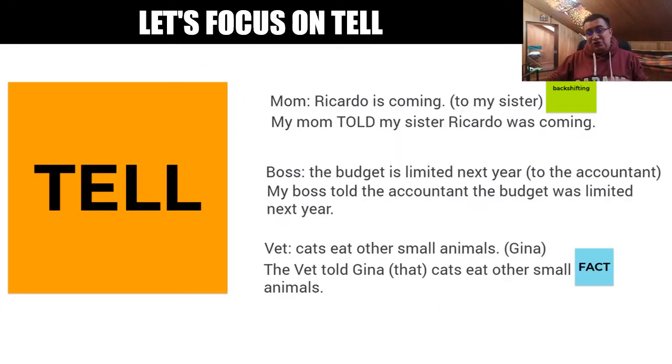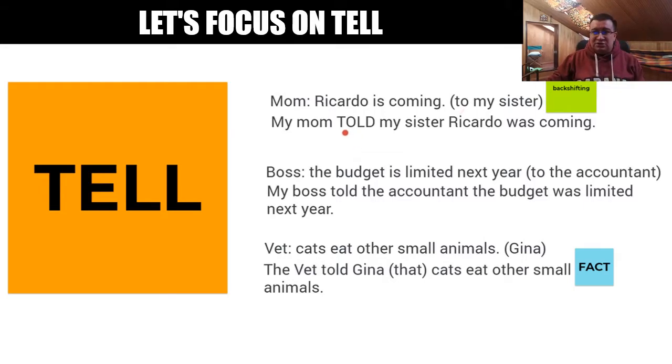Okay, now we're going to use tell for the following example so you get a hold of it, okay? Now, the next one. Maybe you're eavesdropping and you overheard your mom talking to your sister. If you don't have a sister, imagine you have one. And as you were eavesdropping, basically behind the door listening to other people's conversation, don't do that, you're going to mention the following to a friend, maybe because you don't like Ricardo. Well, my mom told my sister Ricardo was coming, okay? So two changes.